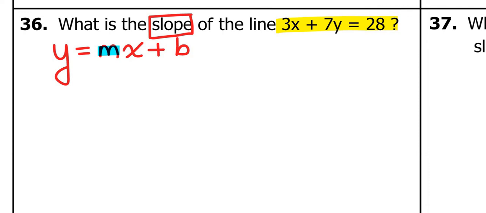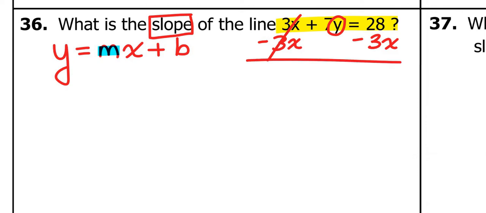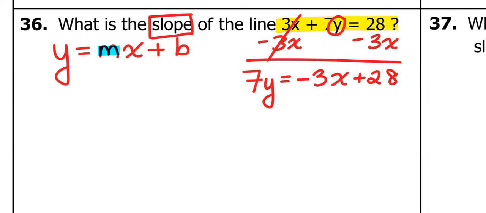In order to do that, we're going to start by moving the x value. Our goal is to get y all by itself, so we're going to start by getting rid of the 3x from the left-hand side. So 3x is positive right now. Let's subtract it from both sides so that we can get it to the right. They will cancel on the left. Now we have 7y equals negative 3x and 28. They're not like terms, so we're going to put them next to each other: negative 3x plus 28.